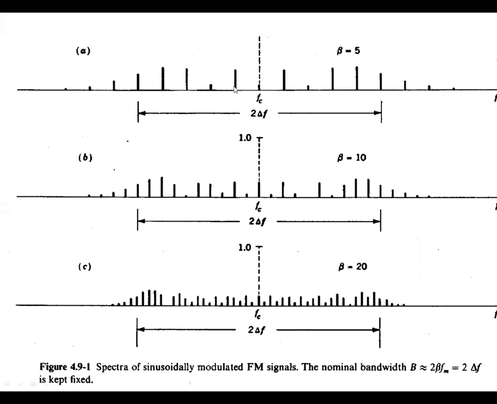So the spacing between the sidebands becomes very narrow when beta goes on increasing. When beta increases, the space between the sidebands is very narrow. So that is the case.